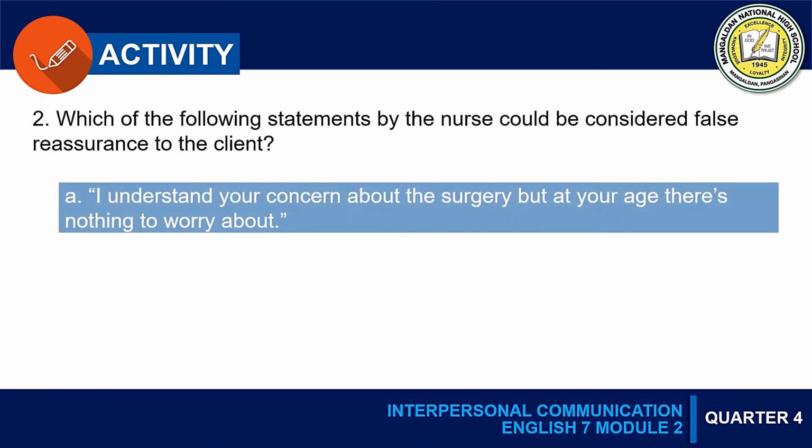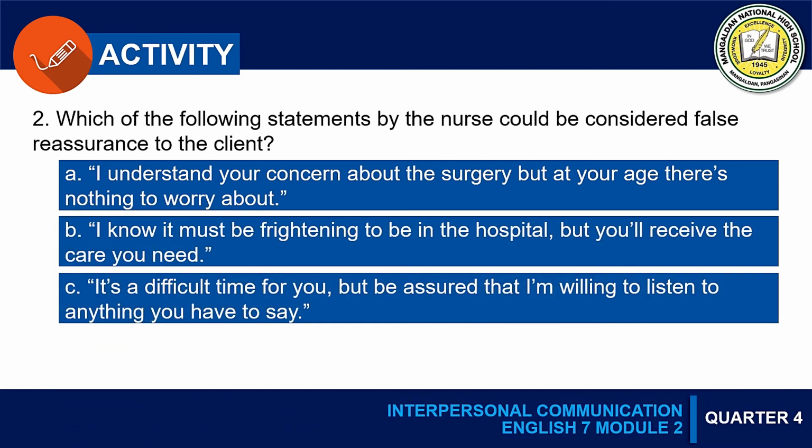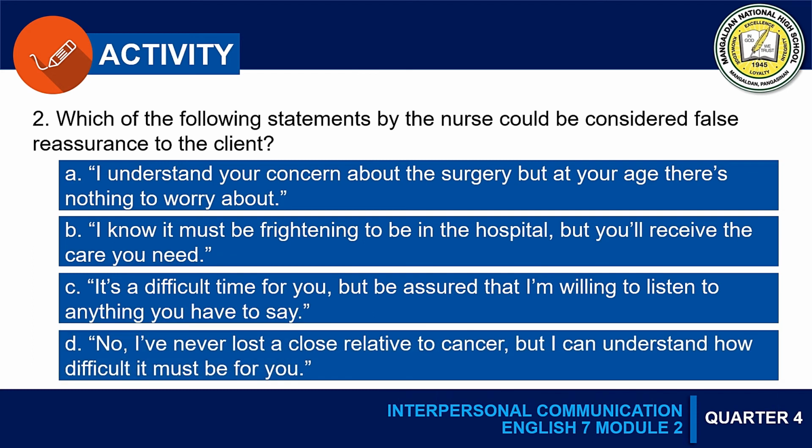Which of the following statements by the nurse could be considered false reassurance to the client? Letter A, I understand your concern about the surgery, but at your age, there's nothing to worry about. Letter B, I know it must be frightening to be in the hospital, but you'll receive the care you need. Letter C, it's a difficult time for you, but be assured that I'm willing to listen to anything you have to say. Letter D, no, I've never lost a close relative to cancer, but I can understand how difficult it must be for you.